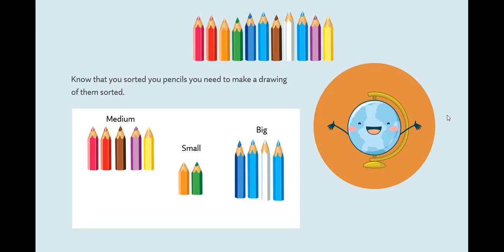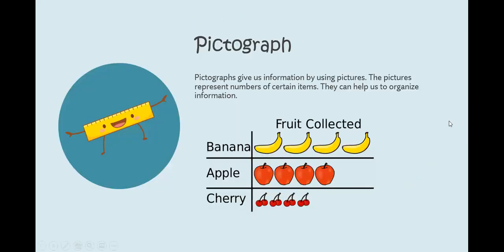Okay, is everybody done? Can I move on? Okay, now let's look at what a pictograph is. A pictograph gives us information by using pictures. The pictures represent numbers of certain items. They can help us to organize information.